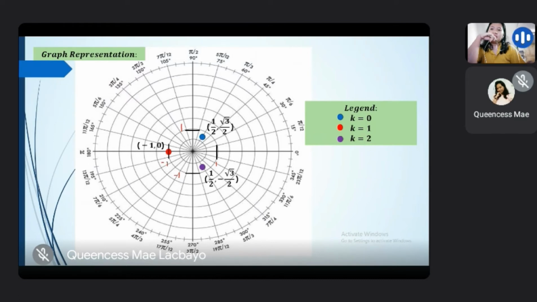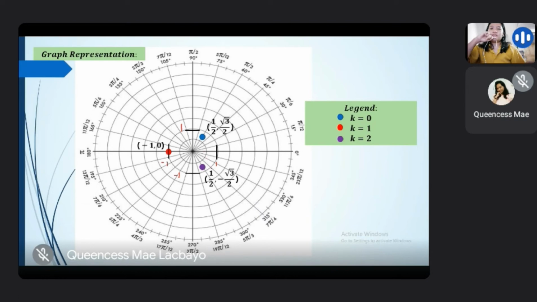And then for k equals 1, which is the red one, same thing. The answer for the cube root of z for k equals 1 is negative 1. So, our a is just negative 1, with no imaginary part, so our y-axis value is 0. Since k equals 1, the alpha is 180 degrees, so it lies on the x-axis line. So, we have it here for k equals 1.